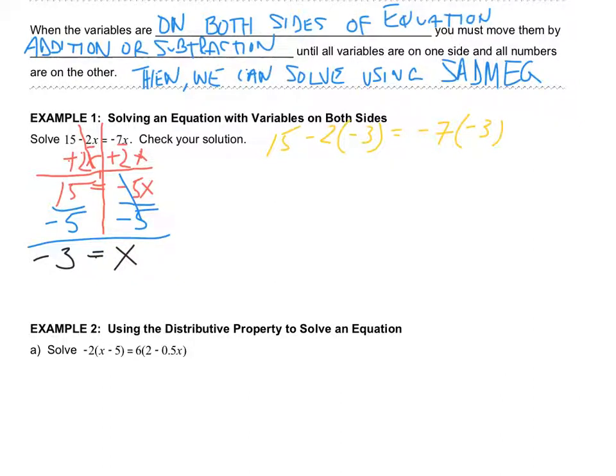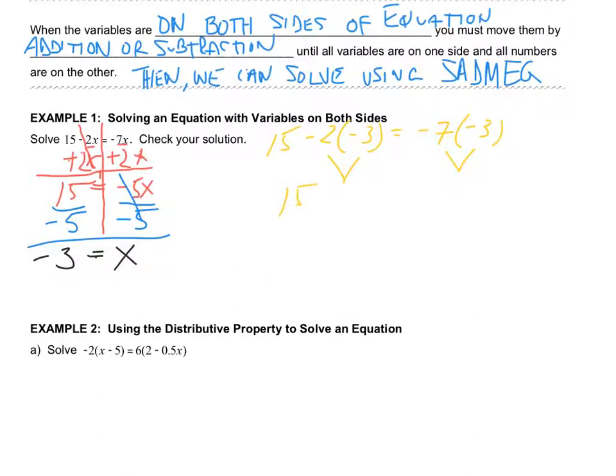So now that I've plugged in the negative 3 for x, remember when I have all numbers, that's when we go with our regular order of operations, so I would follow GEMDAS. SADMEG if I'm looking for a variable. If I have all numbers and operations, it's GEMDAS. So with GEMDAS, I would then be doing the multiplication here and also on that side. So the 15 is going to wait.